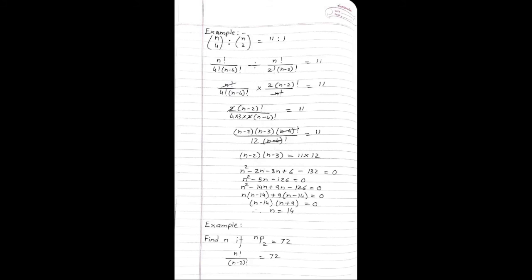Find n if nP2 is equal to 72. So n factorial upon (n minus 2) factorial is equal to 72. So n factorial can be written as n into (n minus 1) into (n minus 2) factorial, divided by (n minus 2) factorial, is equal to 72. So (n minus 2) factorial we can cancel with each other. So the quadratic equation becomes n square minus n minus 72 is equal to 0.